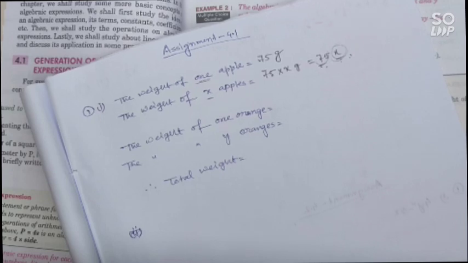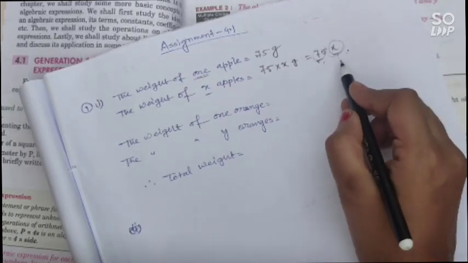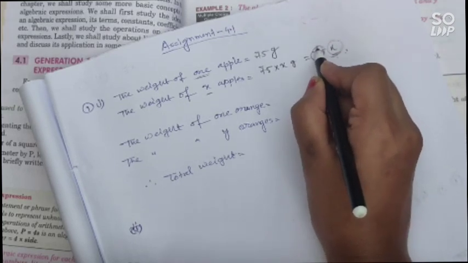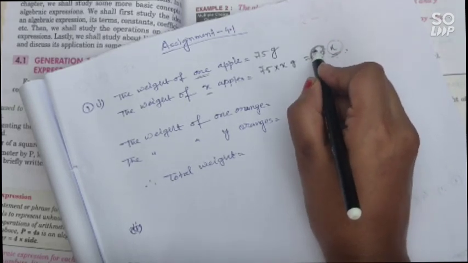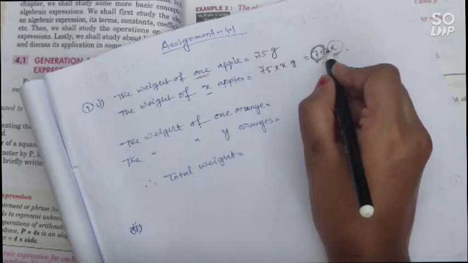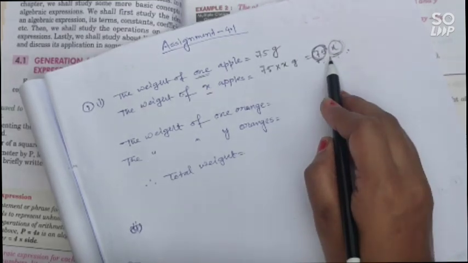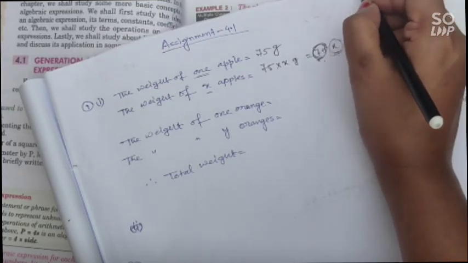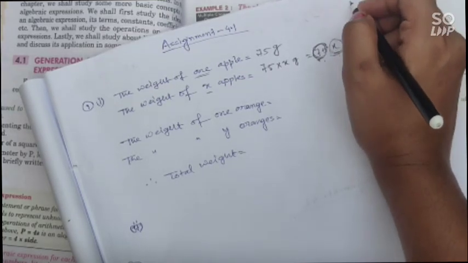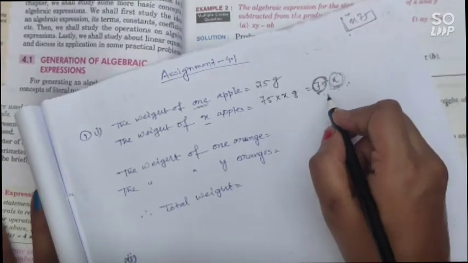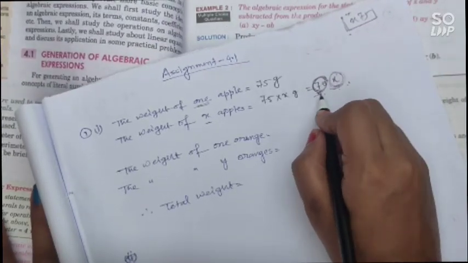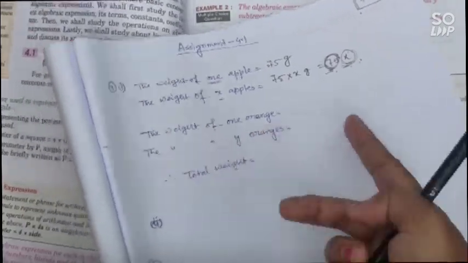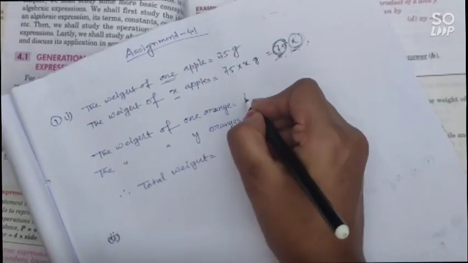And when you write any algebraic expression, first of all you have to write the numeric constant or numeric value. Then you will write the variable. 75x means 75 multiplied by x. If we write x75, this is not correct, because first of all you have to write the numeric value, then you have to write the variable, 75x.